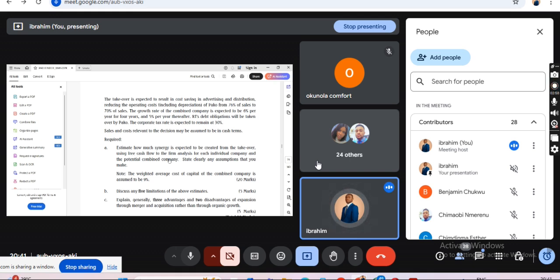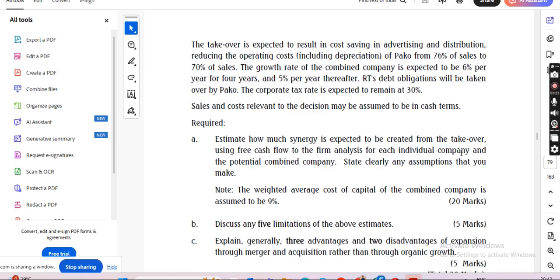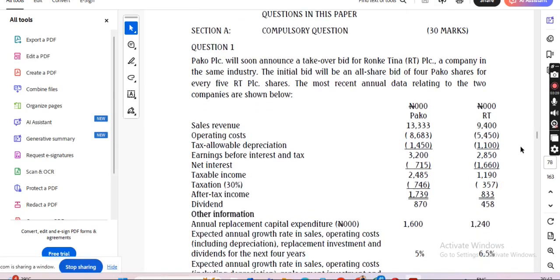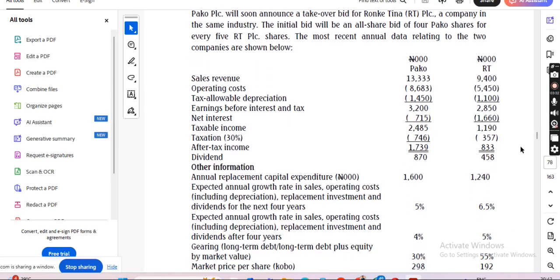Don't forget, what is synergy? Synergy is the profit you make from a combined company instead of separate companies, right? That is the synergy. Now, we need to calculate the free cash flow for each of the individual firms. Then we will do the combined one. So this is the question. We've analyzed it. For those who missed it, go back to the introduction.